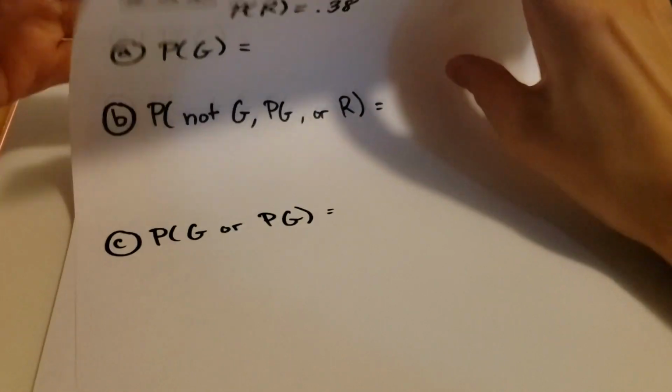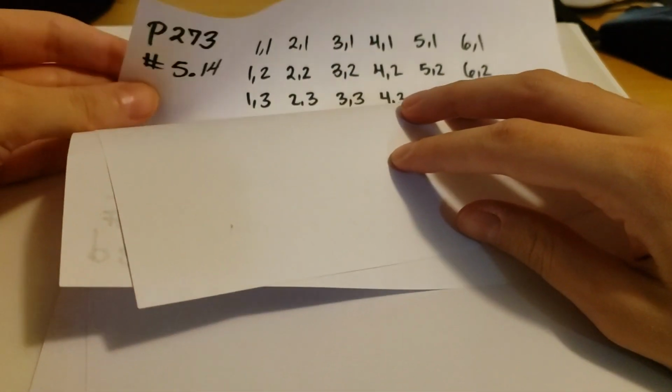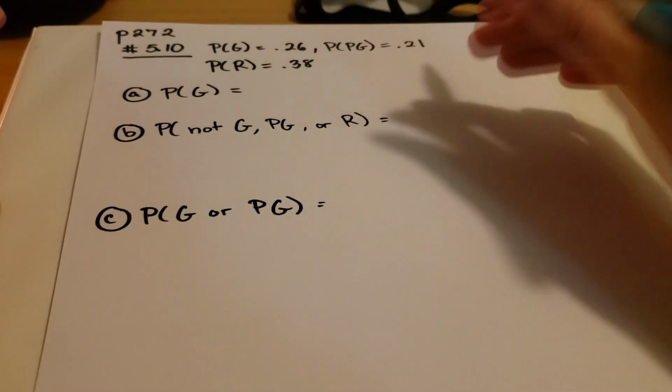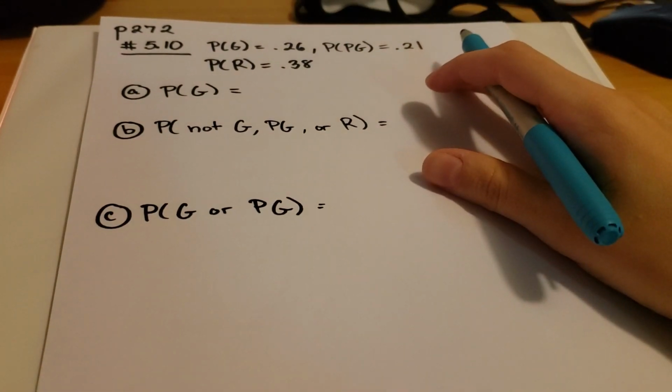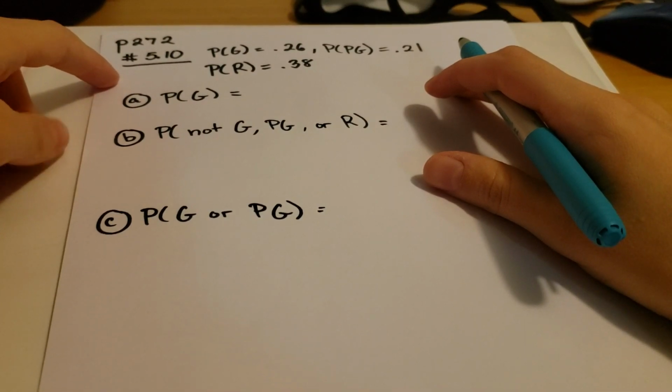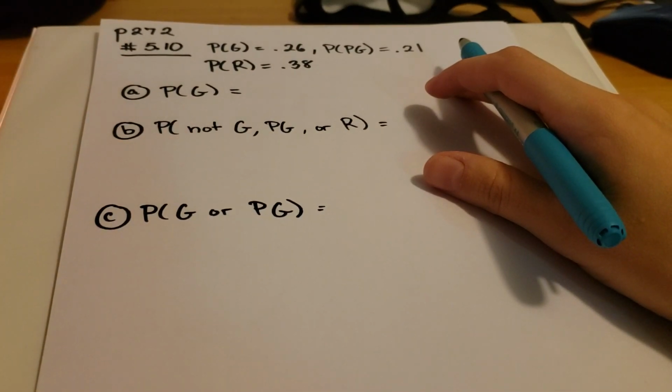over 5.14 on page 273. Some of you guys made mistakes on those, so we just want to clarify the correct way of solving them. So in 5.10, we were told that there's a video rental store, and they have a certain amount of movies, and they tell you what the probabilities are if you rent movies at random.